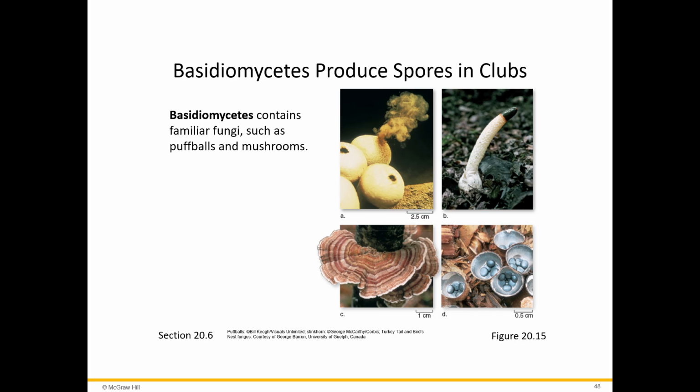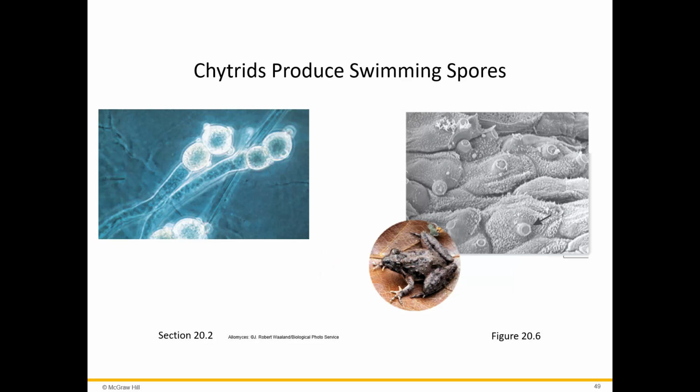Basidiomycetes, or the Basidiomycota, contains familiar fungi such as puffballs and mushrooms. So those organisms have the ability to produce fruiting bodies such as mushrooms. And chytrids, or Cryptococcus. Cryptococcus contains spores that are flagellated. So flagellated means that they have a flagella. This allows the spores to swim in water sources.